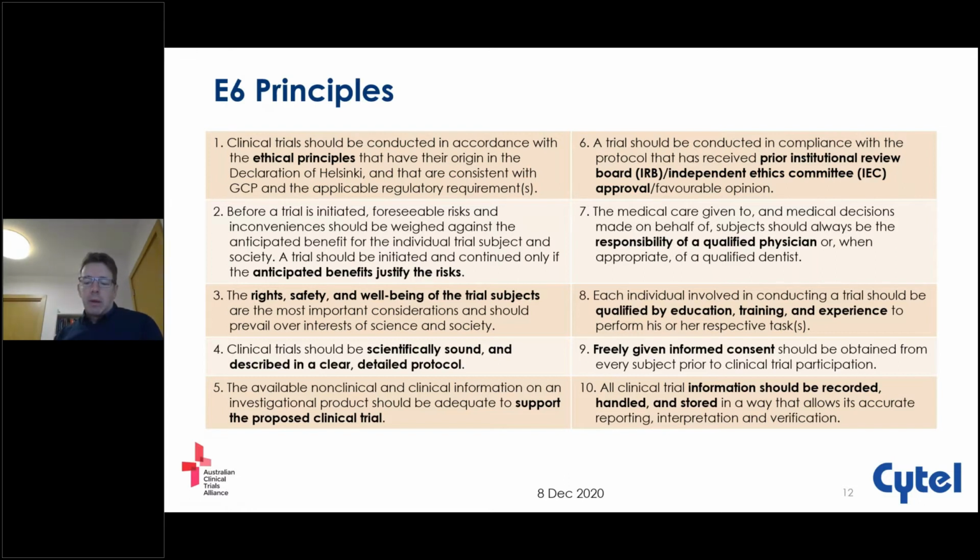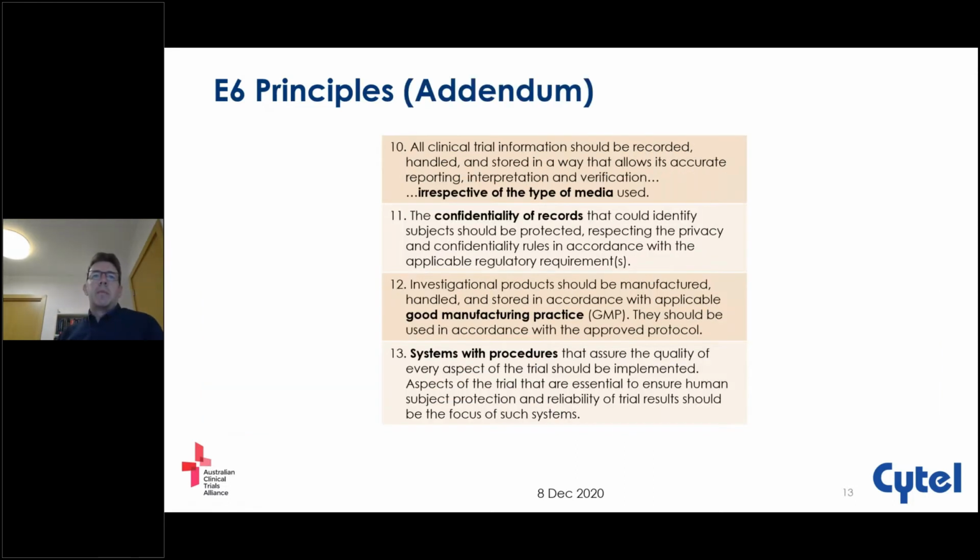And then more recently, there's been an addendum to E6, which actually just goes a little bit further and talks more about protection of the data in how it's accurately reported, interpreted, and verified, irrespective of the media that's being used. And this is to do with electronic records and so on. Number 11 is very important. It's about the confidentiality of records that could identify subjects. And in Europe, we had the data protection guidance that's now come in, that is now part of this.